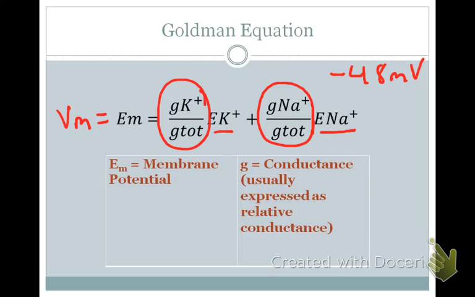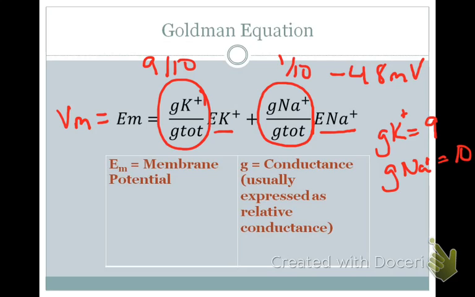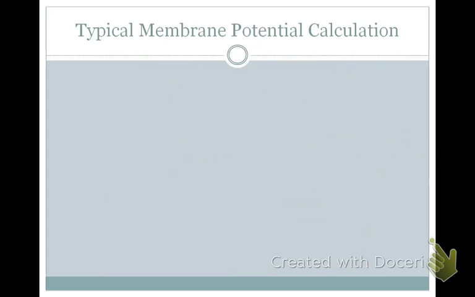It's about, I said before, 10 to 1, but to make our math a little easier, we'll say that the conductance of potassium equals 9, conductance of sodium equals 1, so that means the relative conductance of potassium would be 9/10, relative conductance of sodium would be 1/10. So now let's actually calculate this, so that you believe me.